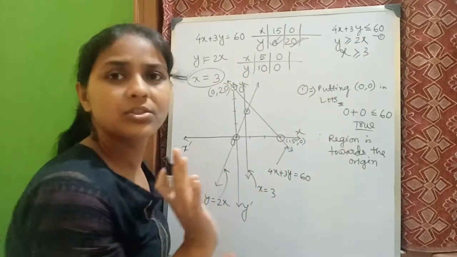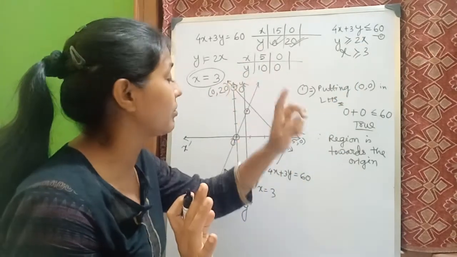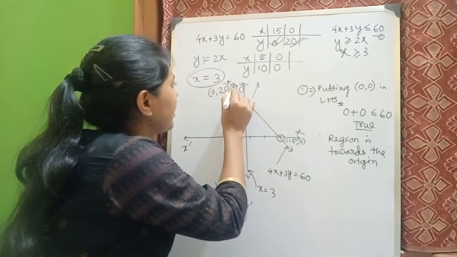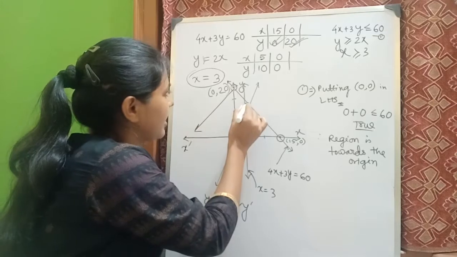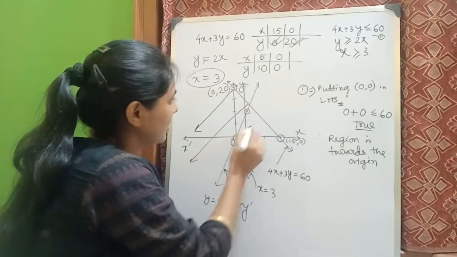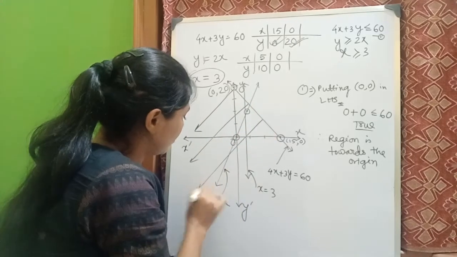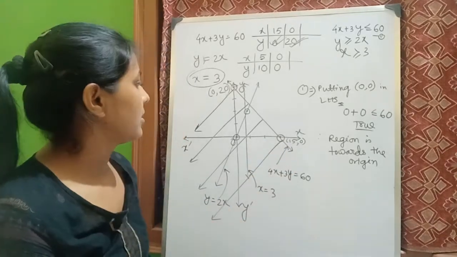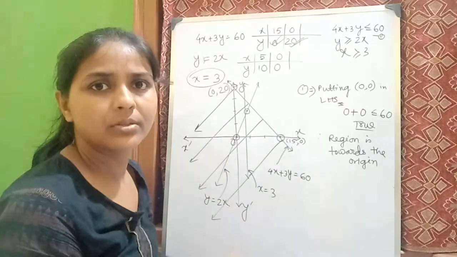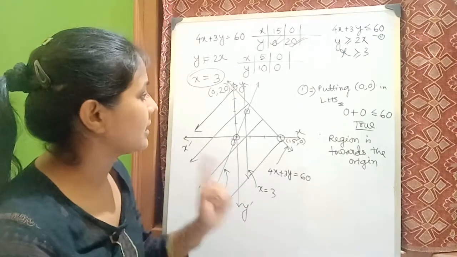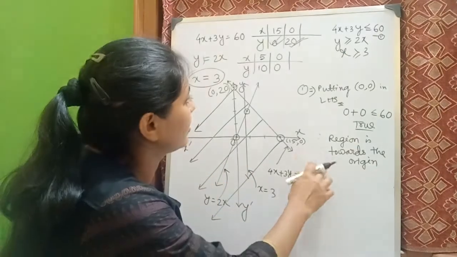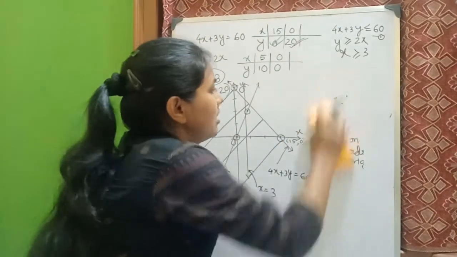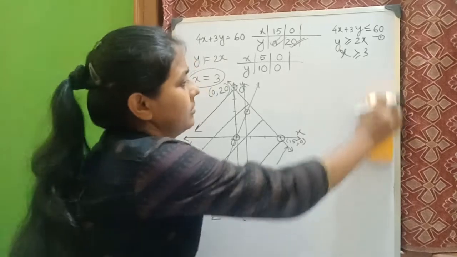Now this is not a strict inequation sign, this is a slack inequation sign. So we will be touching the line and randomly we'll be drawing the arrows. Okay, then we will be doing the second one.